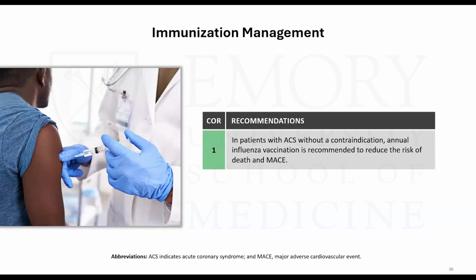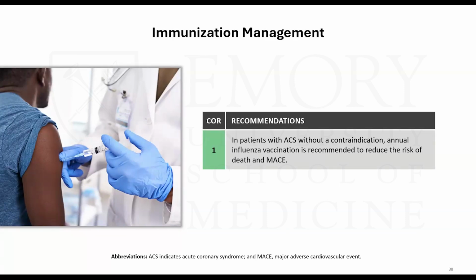We do know that patients who have influenza are at increased risk for cardiovascular events and morbidity as well. Specifically, influenza infection may contribute to atherogenesis and plaque destabilization, thereby precipitating an ACS event. And so influenza vaccine has been shown to reduce the risk of death and MACE. And so that is why it gets a class 1 recommendation in our guidelines.